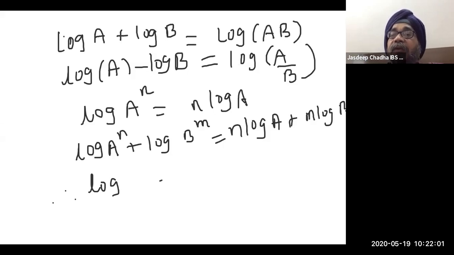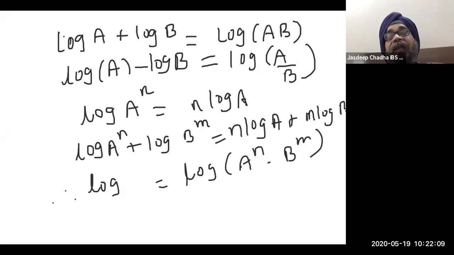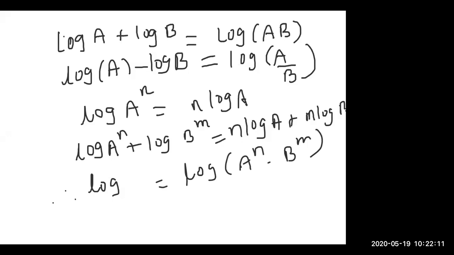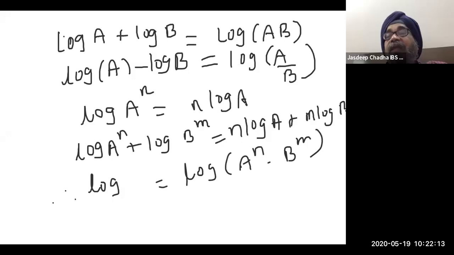It is equal to log, and another form of this is A to the power n into B to the power m. This is equivalent to this also. Both are the same thing. So this is another form. All three are the same thing. This formula is also used here. So I just simplified this, and you can also write it in this form. The same thing. Correct. Thank you for interrupting and telling this.